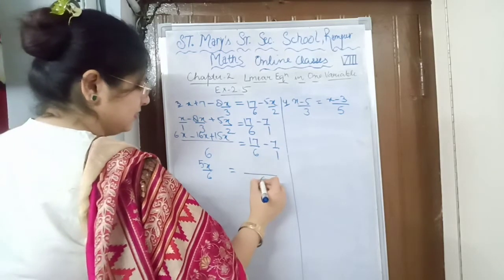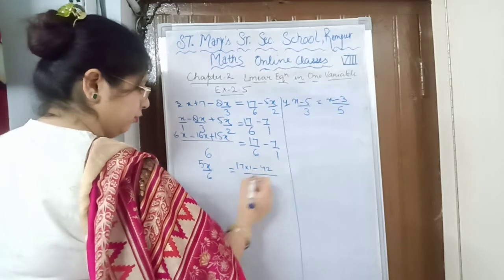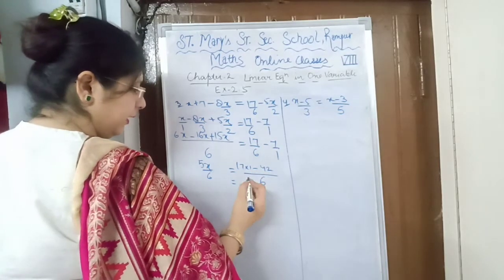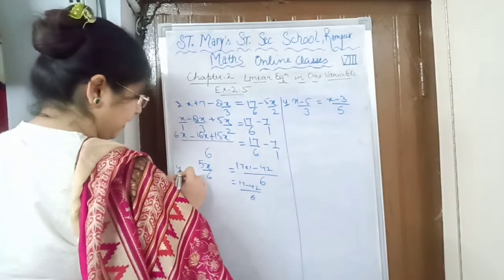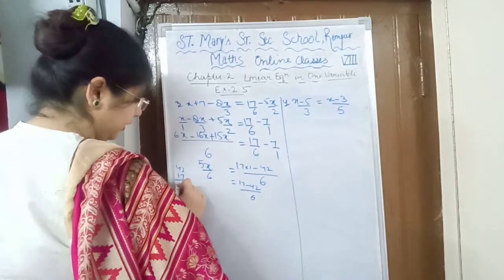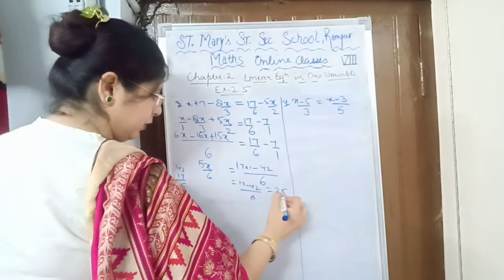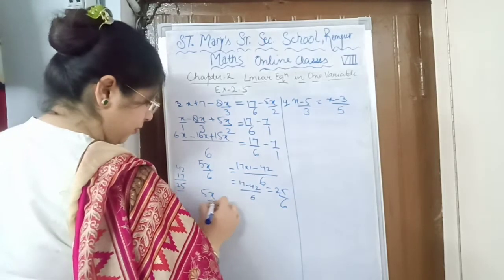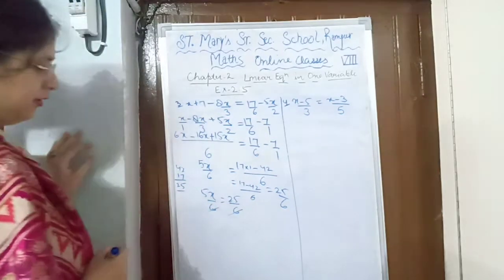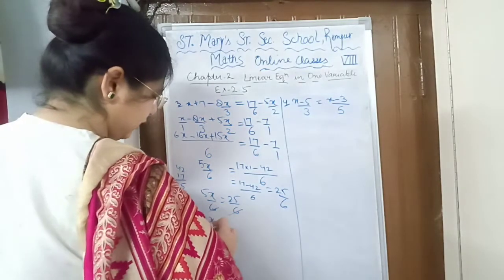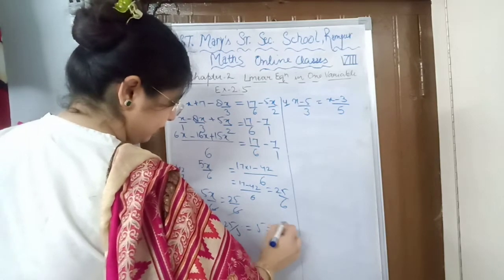you take the LCM 6 again, so 17 into 1 minus 6 7s are 42. So 17 minus 42 will be 42 minus 17 will be, I think, 25. Okay, so it will be 25 upon 6. So 5x upon 6 is equal to 25 upon 6. 6 will get cancelled. Then x is equal to 25 upon 5, that is 5. Value of x is 5.